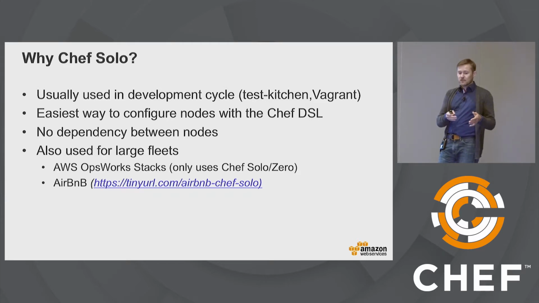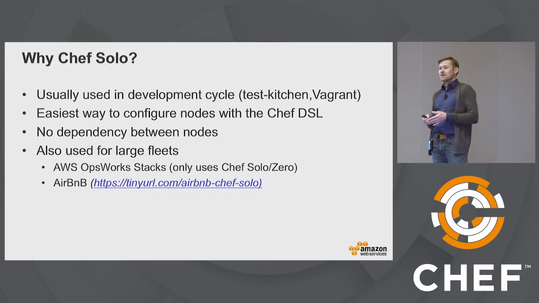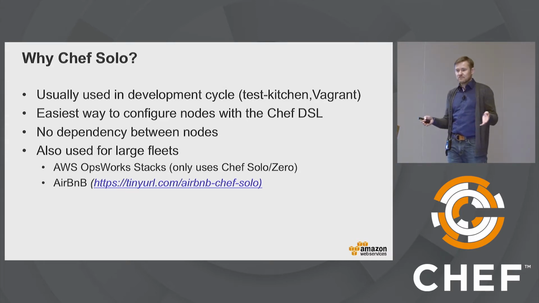The good thing about having no dependencies between nodes is it's easy to scale, because there is no single instance that needs to keep up with the scale of your infrastructure, and that's why some larger clients actually use it. So, for example, with Opsworks Stacks, we have customers from small startups up to big enterprises. They use it for large fleets. And one of the customers that is using that outside of Opsworks Stacks is Airbnb. They had a nice write-up blog post about that, and that they're pretty happy with that.